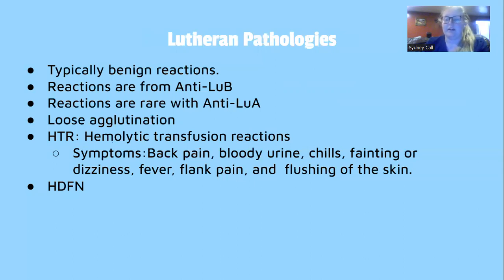The phenotype that will be causing the diseases is LUB. So we'll go over some of the symptoms of a transfusion reaction, which are caused by LUB phenotypes. That will be back pain, blood in the urine, fever, chills, fainting, flushing of the skin, and flank pain. And then to treat these, you're going to keep the IV in, and you're going to keep the line wide open with normal saline. Make sure you stop the transfusion immediately, and then intervene as any signs and symptoms appear and monitor vitals.